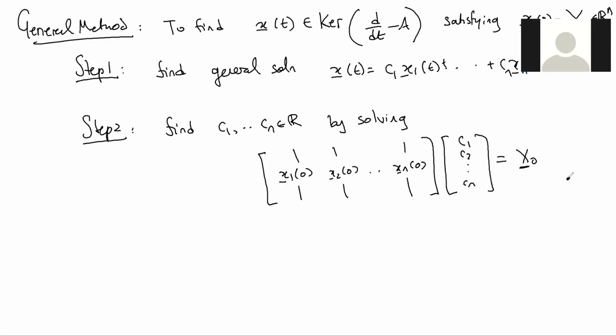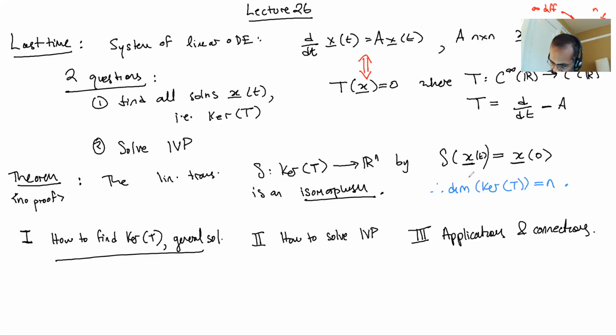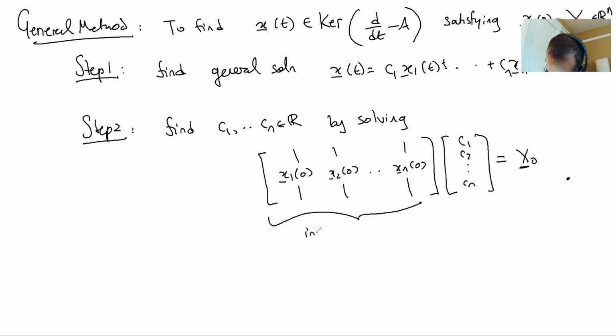Could you use the Wronskian? You could use the Wronskian. We haven't talked about it, but yeah, it's basically the existence and uniqueness theorem, right? The existence and uniqueness theorem says that this evaluation map is an isomorphism. So we know that the functions are linearly independent. If you plug in 0, you get something that's linearly independent. So this is invertible by the existence and uniqueness theorem.